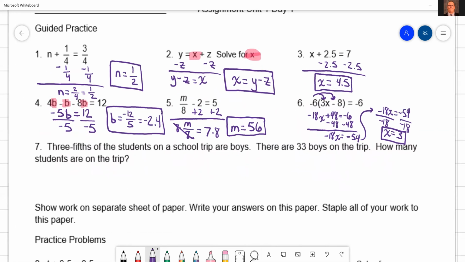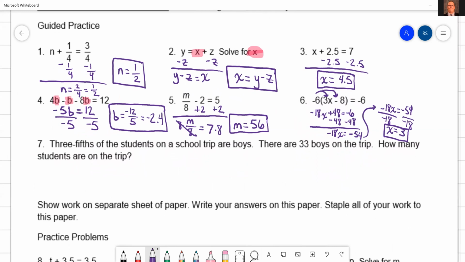Okay, so hopefully those weren't too bad. Hopefully you got the hang of it. Let's look at a word problem. It says 3/5 of the students on a school trip are boys. We need to try to come up with an equation here.